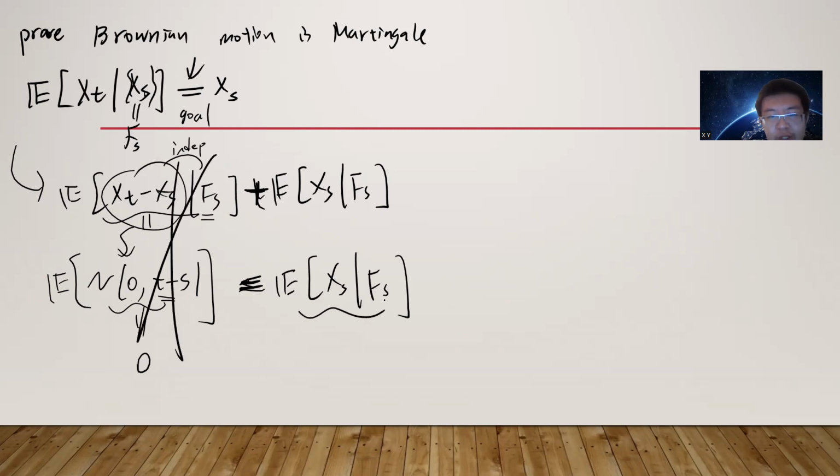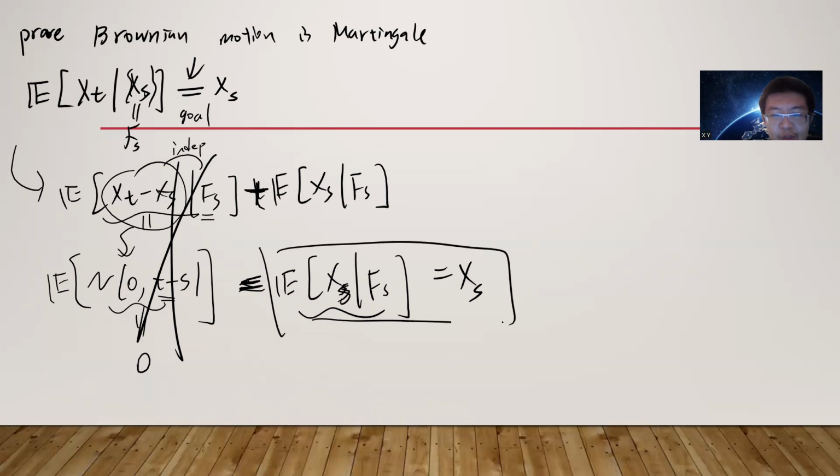This means you know the answer up to F_s, and as X_s, you know the answer. So it will be X_s, because you already know the filtration information up to s. This is a very important equation: given F_s, the expectation of X_s gives you X_s. Basically, this is the definition of filtration. So now we've proved that Brownian motion is a martingale. Let's say second example.